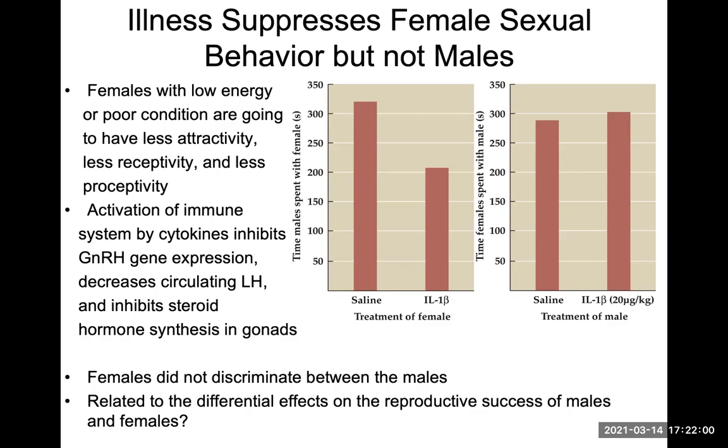And it's thought that this might be related to differential effects on the reproductive success of males and females. For a female to become pregnant requires a huge amount of energy and nutrients, and she really needs to be in good health to carry that pregnancy to term. Whereas males do not have to be in good health to pass on their sperm and impregnate the female. So it doesn't matter as much.